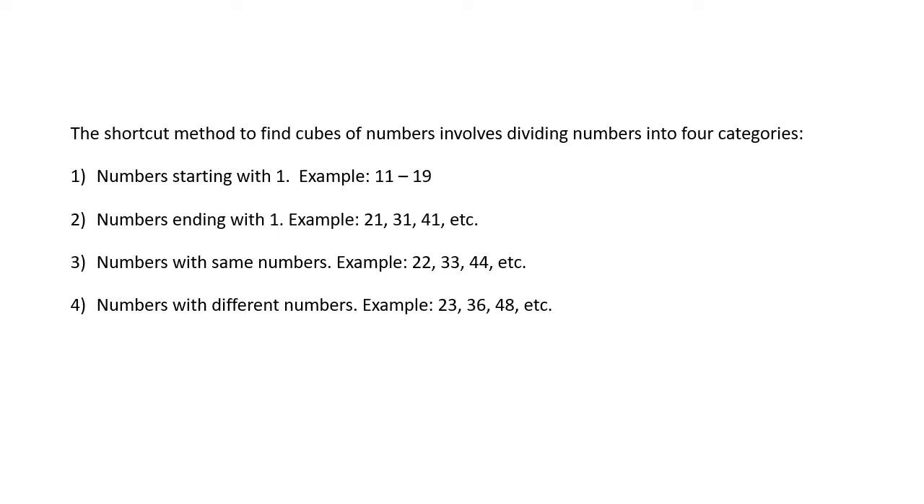The next category is numbers with the same digits. Example 22, 33, 44, etc. Here both the digits are the same, 2, 2, 3, 3, 4, 4, etc. The next category is numbers with different digits. For example, 23, 36, 48, etc. Here, both the digits in the number are different: 2 and 3 in 23, 3 and 6 in 36, 4 and 8 in 48. The two digits are different. Now, let's learn the shortcut method to find cubes of numbers in the various categories with examples.